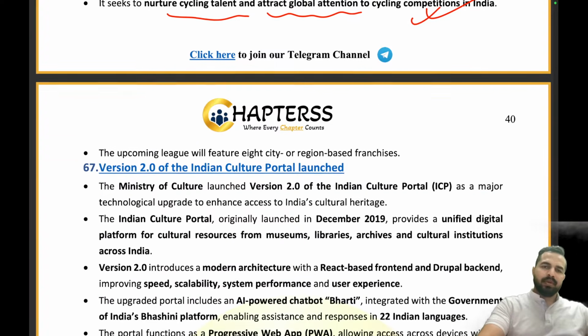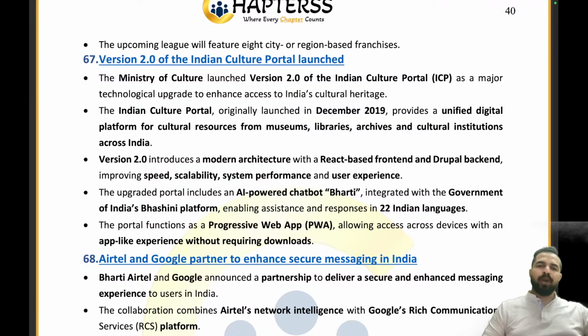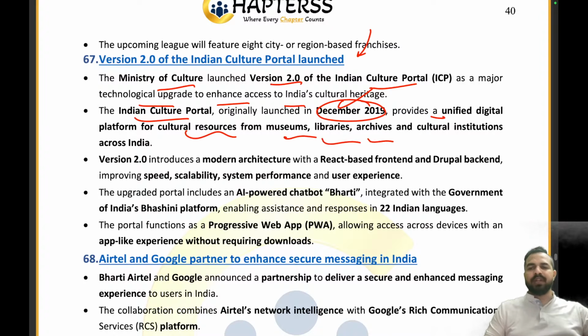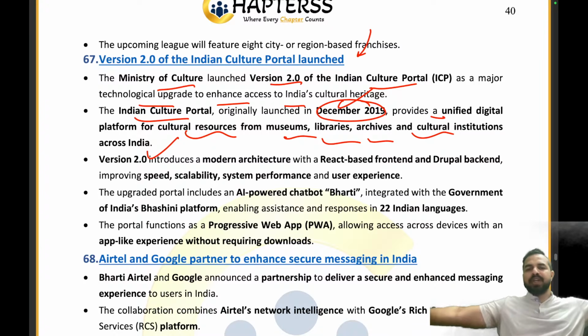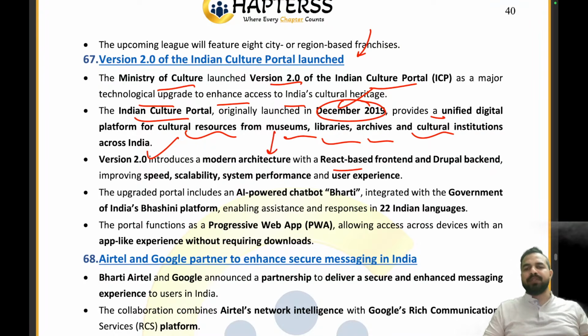Clear? Moving ahead, version 2.0 of the Indian Culture Portal has been launched. The Ministry of Culture has launched version 2.0 of the Indian Culture Portal as a major technological upgrade to enhance access to India's cultural heritage. The Indian Culture Portal was launched in December 2019 and provides a unified digital platform for cultural resources from museums, libraries, archives and cultural institutions across India. So it is unifying all these areas onto one platform. Now version 2.0 introduces a modern architecture with a React-based front end and Drupal backend, improving speed, scalability, system performance and user experience.